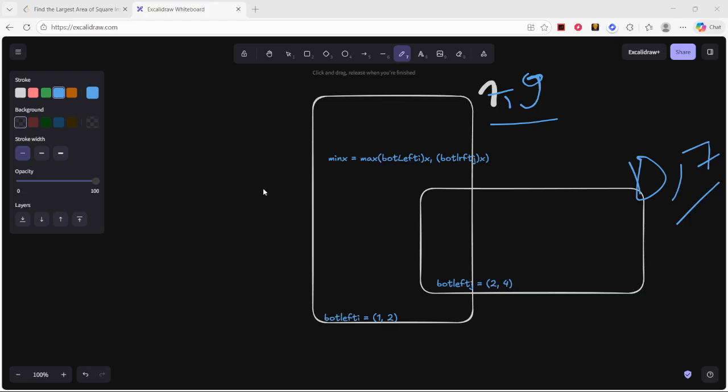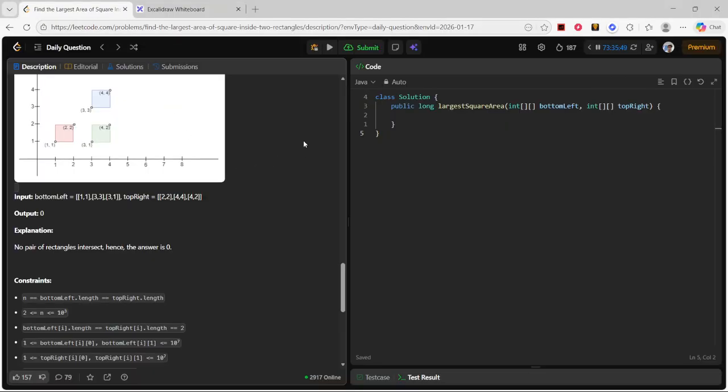We repeat this process for all pairs of rectangles and track the maximum square side found. So the final answer is the square of the maximum side length. Time complexity is big O n square and space complexity is big O 1. Let's do the code once.